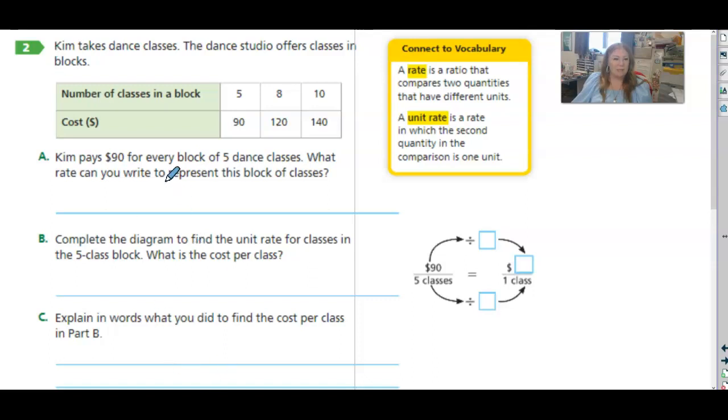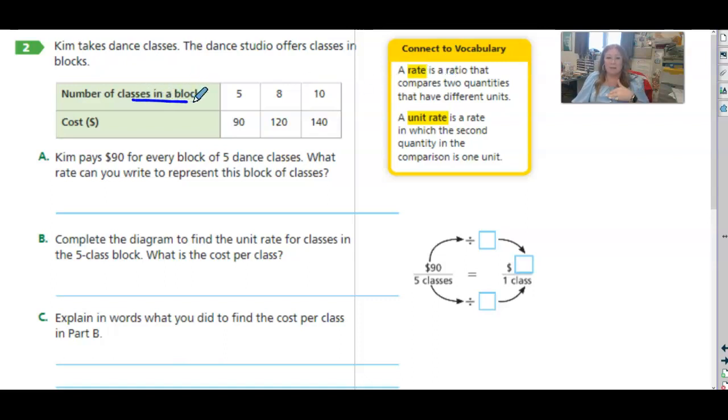Okay, 5.2, task 2 tells us that Kim takes dance classes. The dance studio offers classes in blocks that you can pay for, right? Take this many classes, it costs this much money. So a rate, right? We're comparing different things.